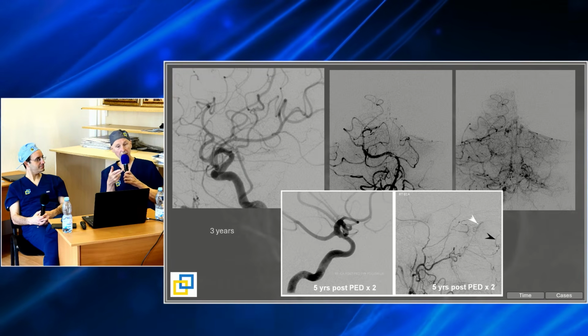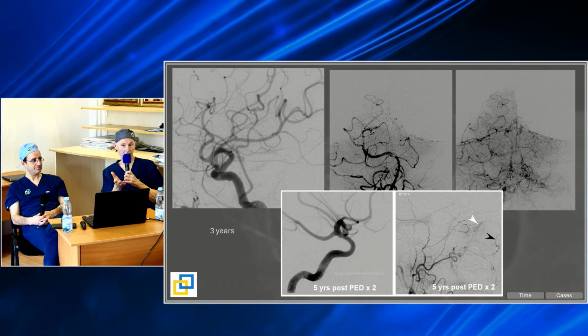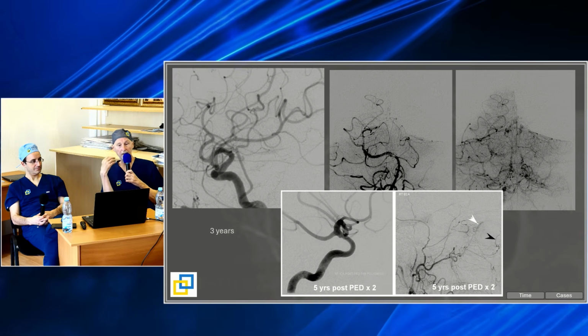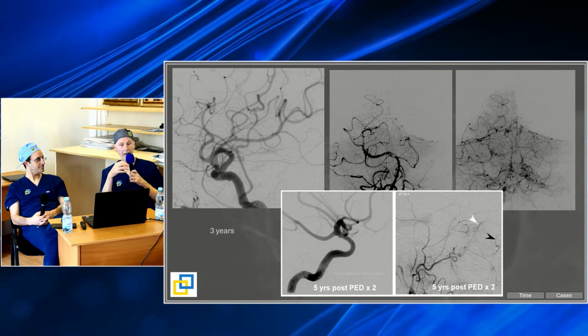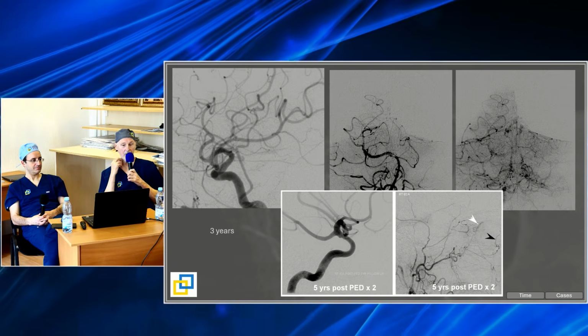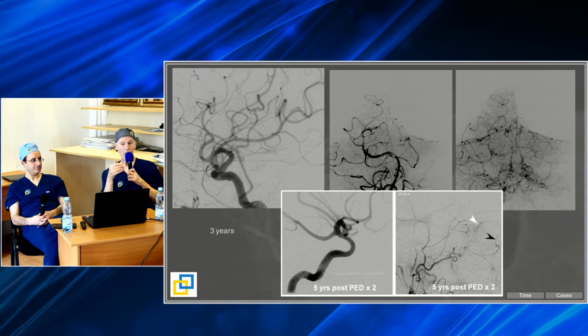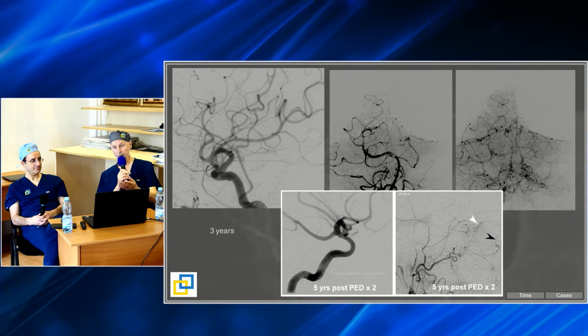So if I clipped that and closed that vessel, I probably would have had a PCA infarct. But this way, by staging it, you can address this aneurysm over a slower period of time, kind of like a Silverstone clamp in the old days to close a carotid artery, and slowly go about rearranging the collateral circulation. Okay.